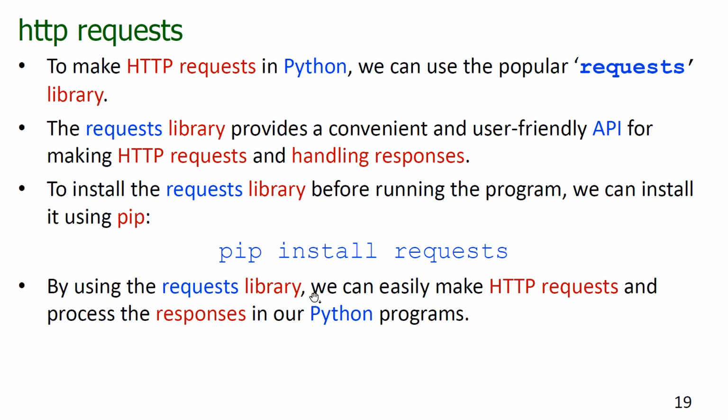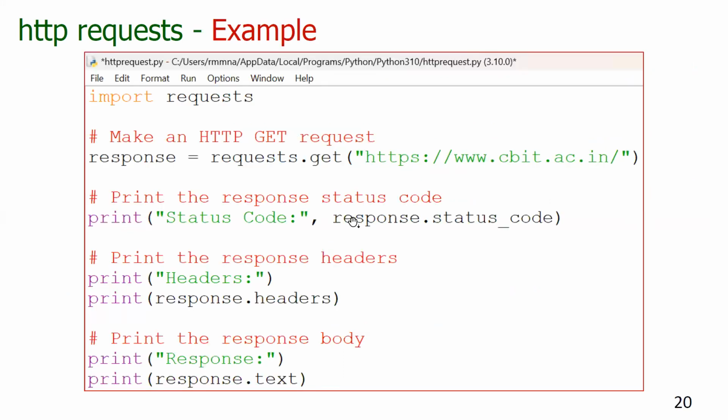By using the requests library, we can easily make HTTP requests and process the response in our Python program. Let us see the example program. This is the example program related to the Python HTTP requests library. Here I have import requests, which I already installed. If it is not installed earlier, whenever you run the program, you will get an error.